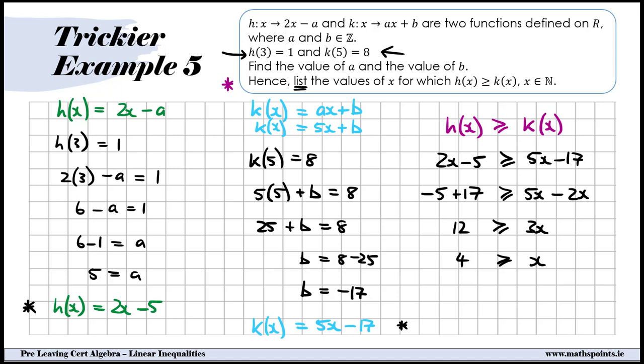Now the question says to list those values, and it tells us that they're natural numbers. So I'm going to list all the natural numbers, the positive whole numbers, that are less than or equal to 4. So 1, 2, 3 and 4 itself. So a reasonably straightforward question from the linear inequalities point of view, though some people might have had some difficulty in actually getting to that stage in the first place.